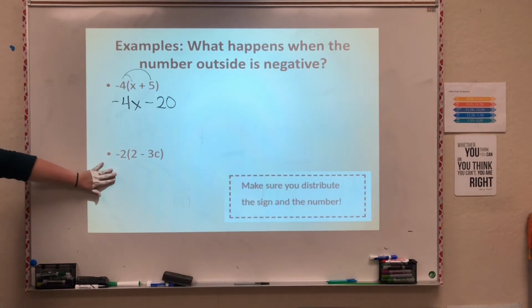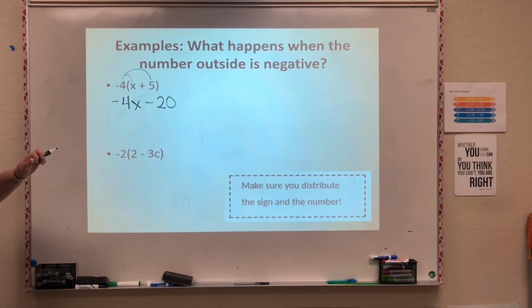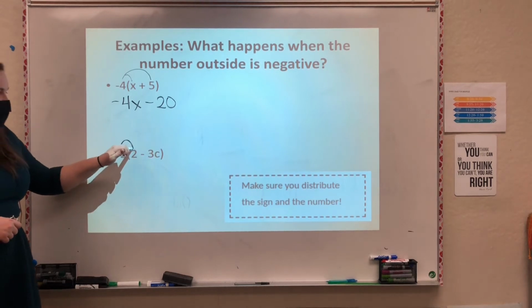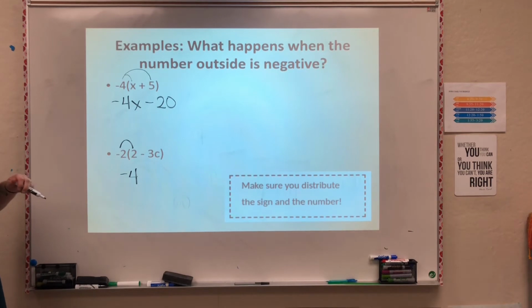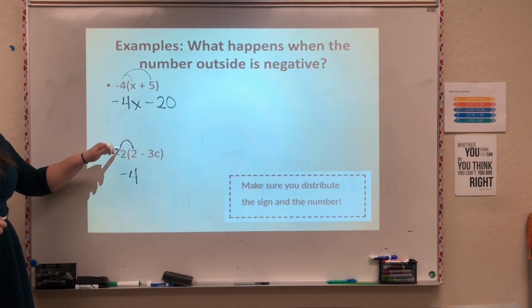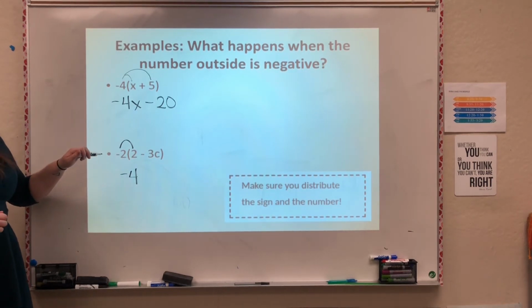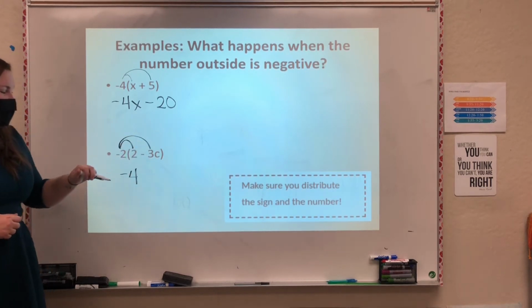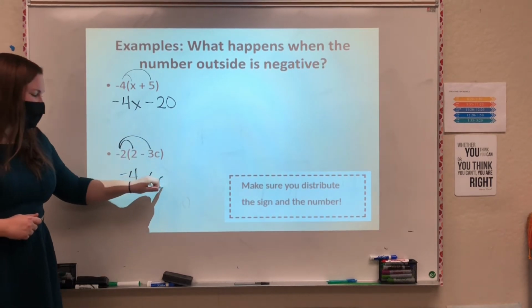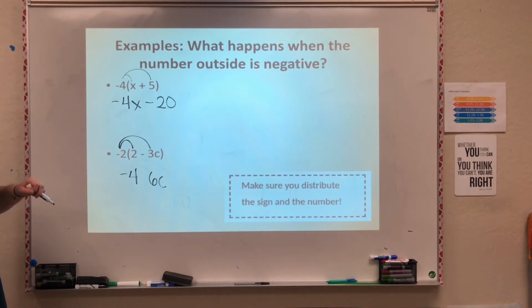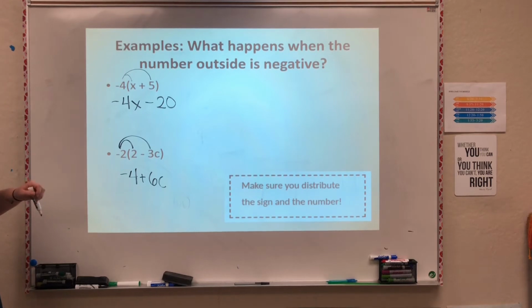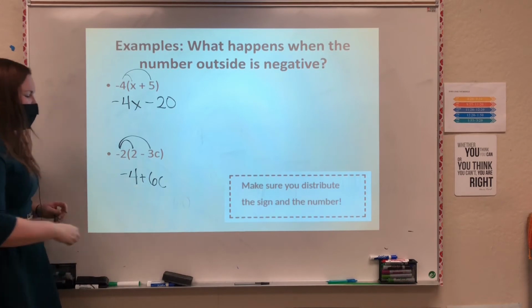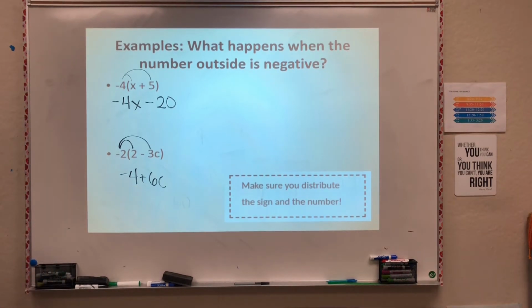So one more, talk me through this one. Okay, so negative 2 times 2 is negative 4. Mm-hmm. Negative 2 times negative 3 is 6. But it would be plus. Why would it be plus? Because there's a negative with a 2 and a 3. Yep. So that negative times negative gives us a positive there. Nice, you've got it. How are you feeling about these?